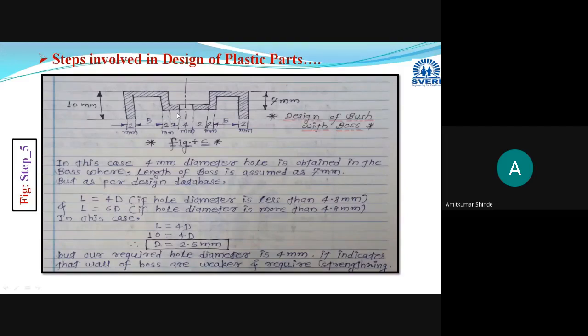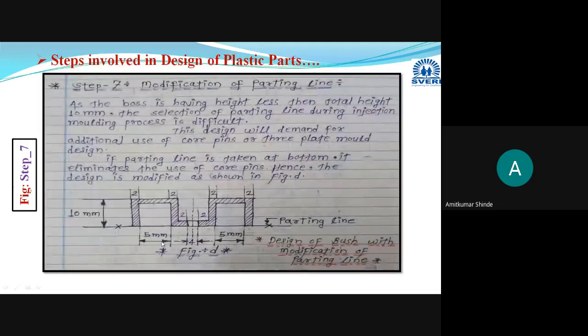To avoid that, we can modify this design by shifting this to the bottom, and by creating only one parting line, that is at the bottom. We are considering the parting line at the bottom, and hence this design will be modified. In this way, this parting line will just be shifted to the bottom. This is the modified design of the bush by modifying the parting line. This is the diagram, design of bush with modification of the parting line. This is step number 7.